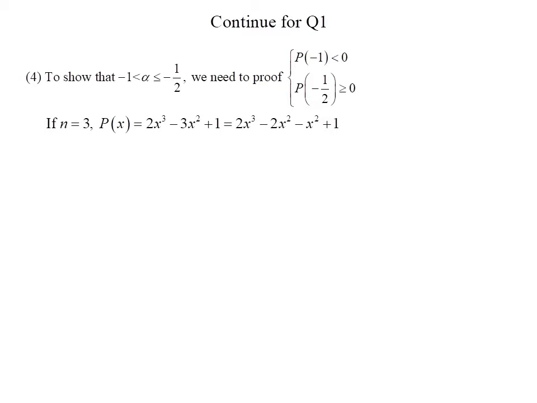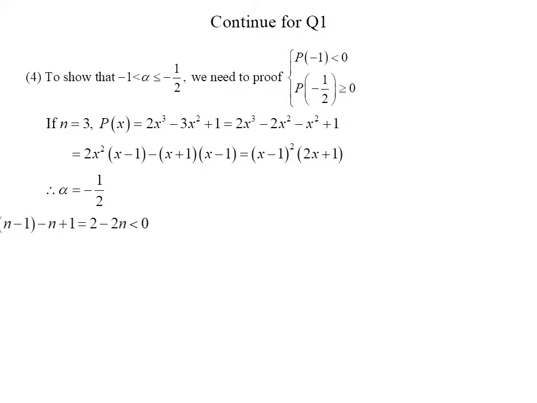If n equals 3, p(x) equals 2x cubed minus 3x squared plus 1. After being factorized, it equals (x minus 1) squared multiplied by (2x plus 1). So, apart from the double zero at x equals 1, there's another zero, alpha, which equals -half.